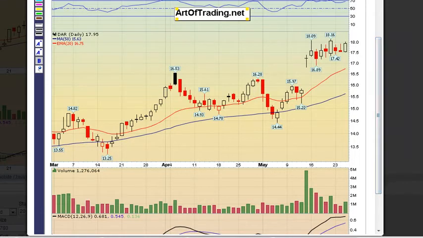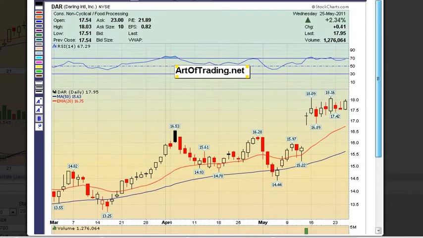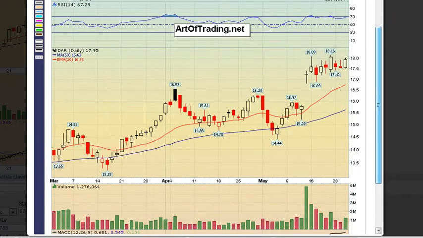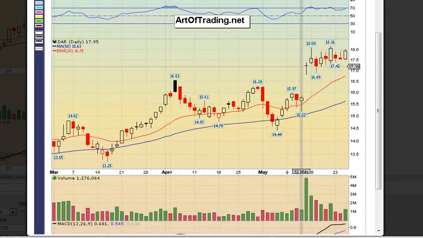A very typical setup that I look for here at theartoftrading.net is a setup in a stock that has a good trend already. For example, the stock that caught my attention is DAR. It's a stock that I've been watching for quite a while, ever since it gapped up here. As you can see, a stock that gaps up like it did right here on huge volume.